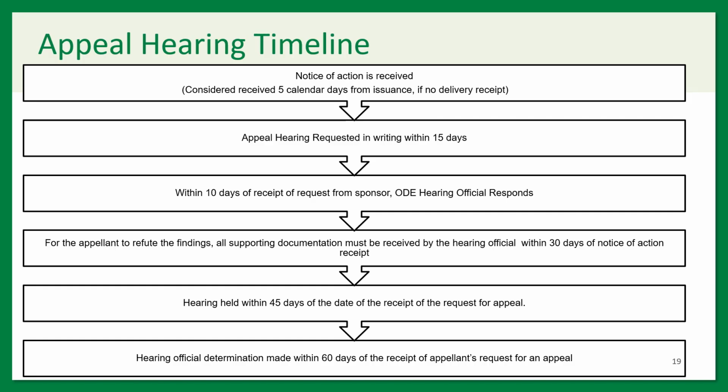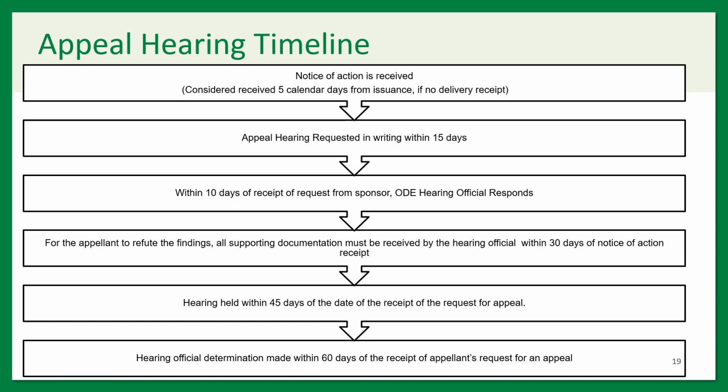The hearing must be held within 45 days of the date of the receipt of the request for appeal, but not before the appellant's written documentation is received. If the hearing is in person, advance notice of the time and place of the hearing will be provided 10 days prior. After the hearing is complete, the hearing official's determination will be made within 60 days of receipt of the appellant's request for an appeal. The review official's determination is the final administrative determination granted to the appellant.